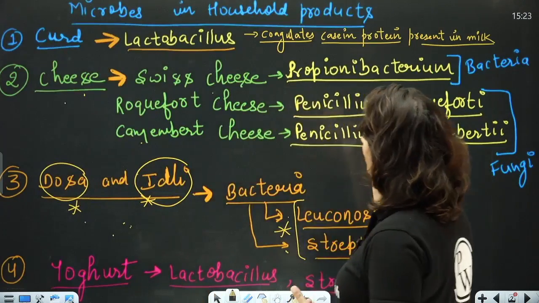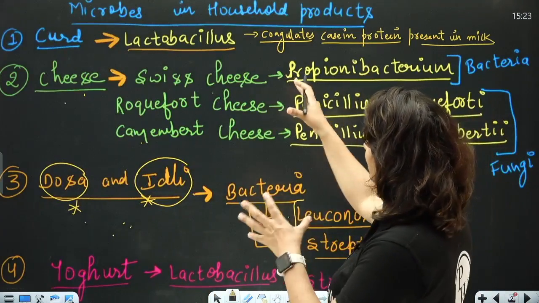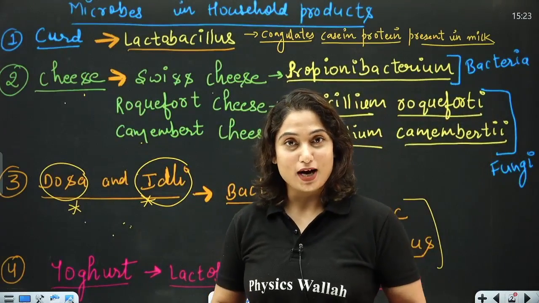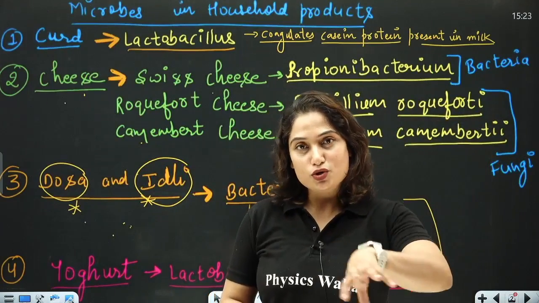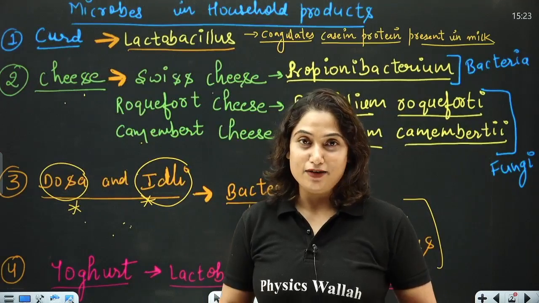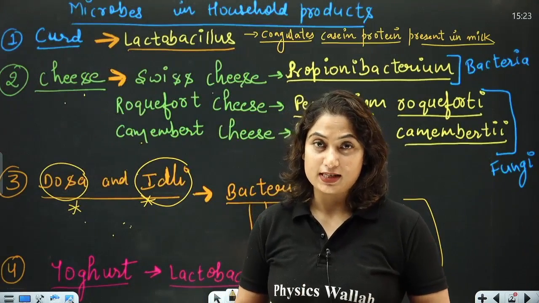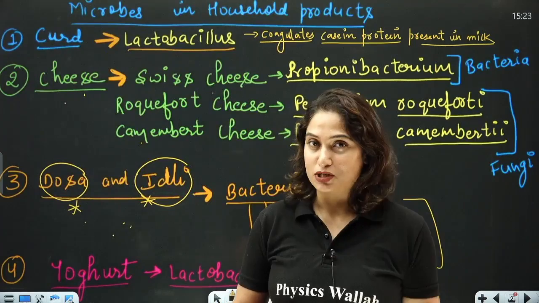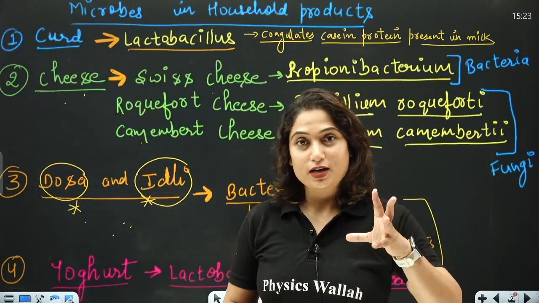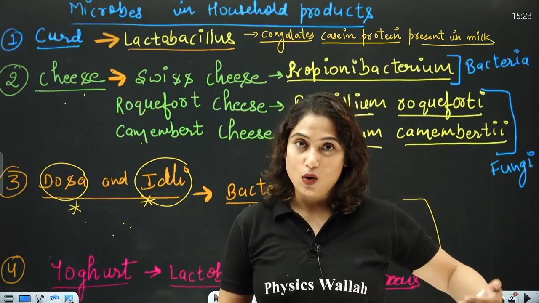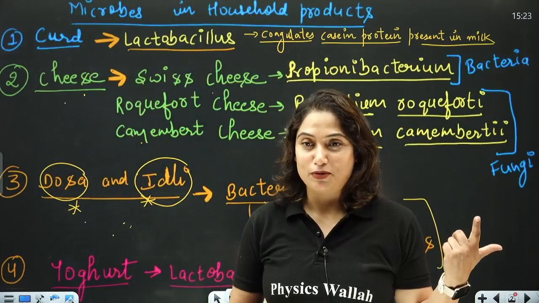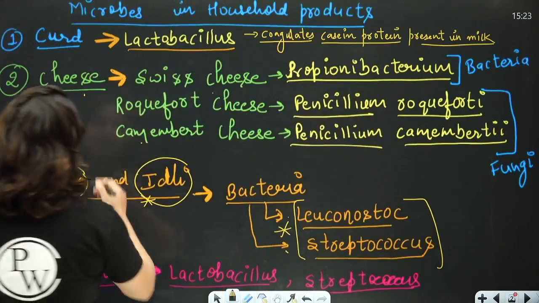First of all, we will be dealing with microbes in household products. How usually in the everyday life the microbes are helpful for us. The question comes directly from this portion, right? You have to learn everything along with me, and then your chapter will be prepared. So let's start, beta. Curd.